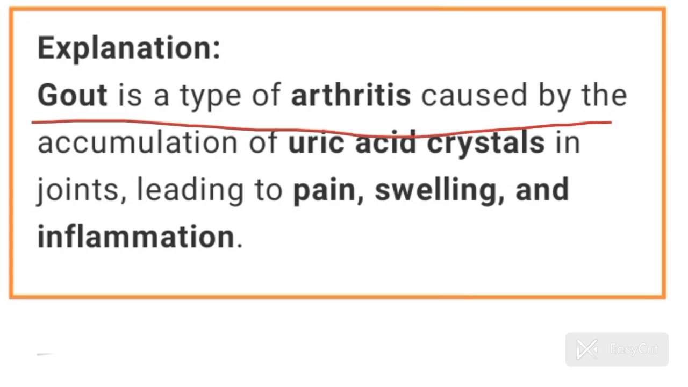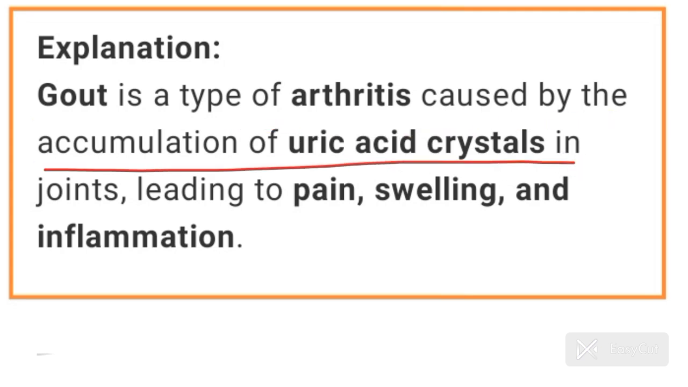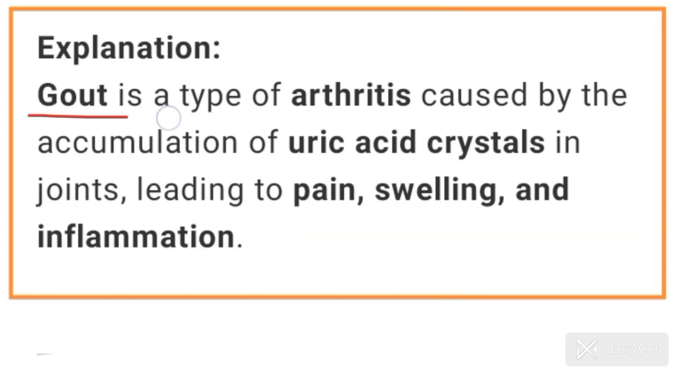Gout is a type of arthritis caused by the accumulation of uric acid crystals in joints, leading to pain, swelling and inflammation. Okay, gout is a type of arthritis. What is arthritis?